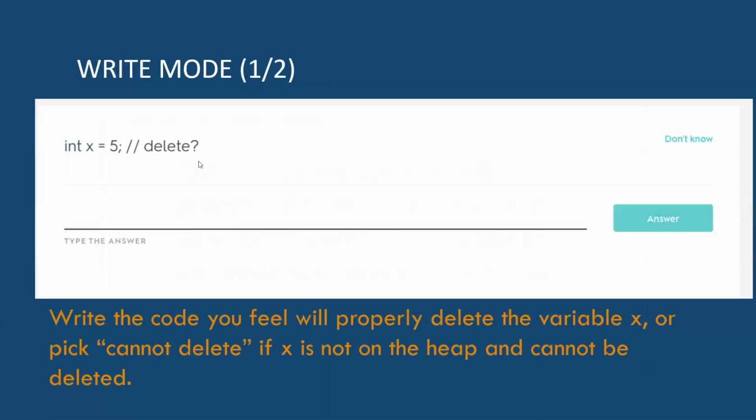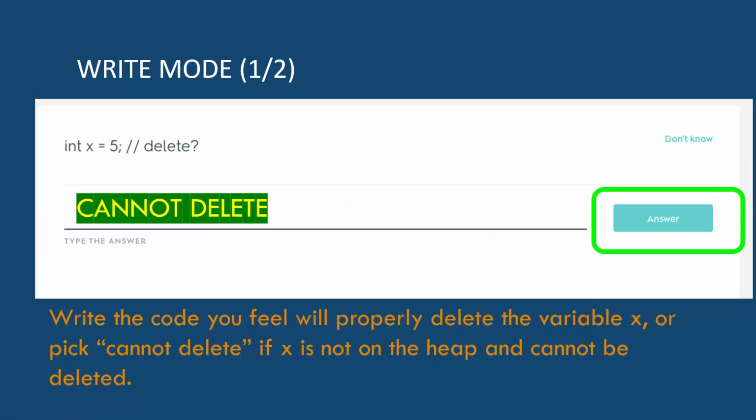So here's another example. If you were to write this down in write mode, but you don't have to, you would just write cannot delete. There's no new there, so I can't delete anything if there's no new.